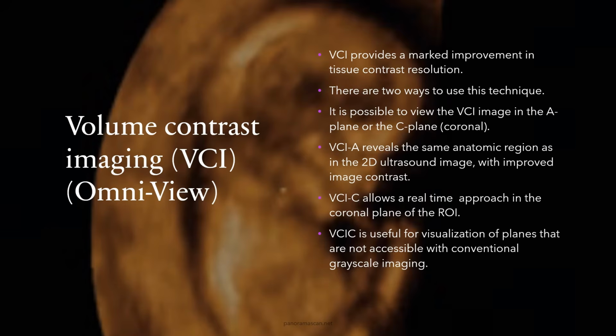To summarize, OmniView provides real-time imaging of both surface and internal structures. It offers improved tissue contrast resolution, enhancing the visibility of anatomical details. It provides flexibility with VCIA and VCIC modes, enabling detailed views of the ROI from different angles.